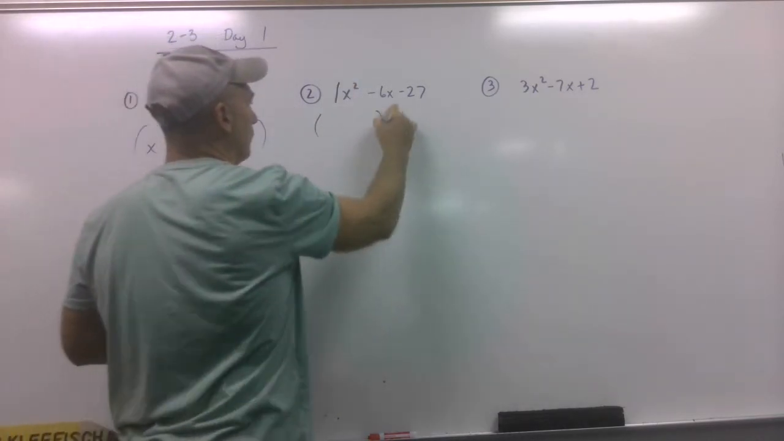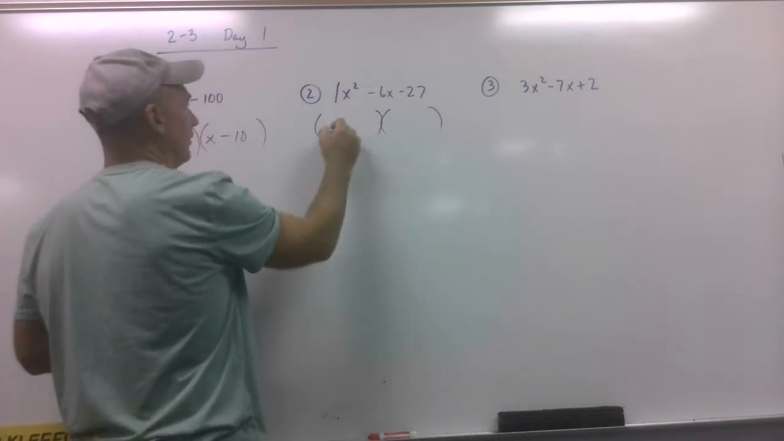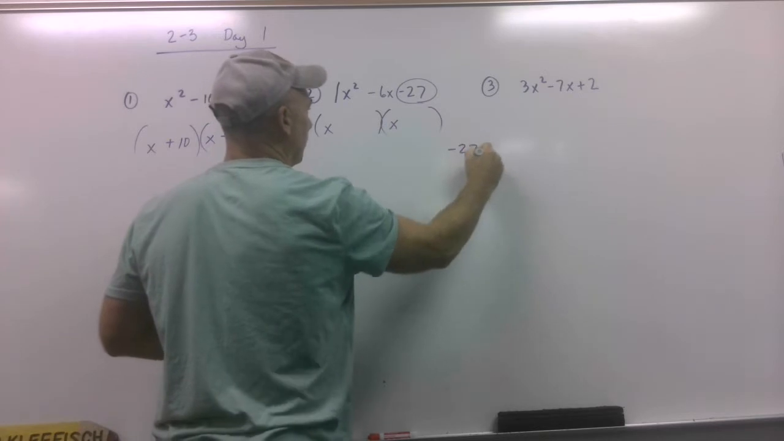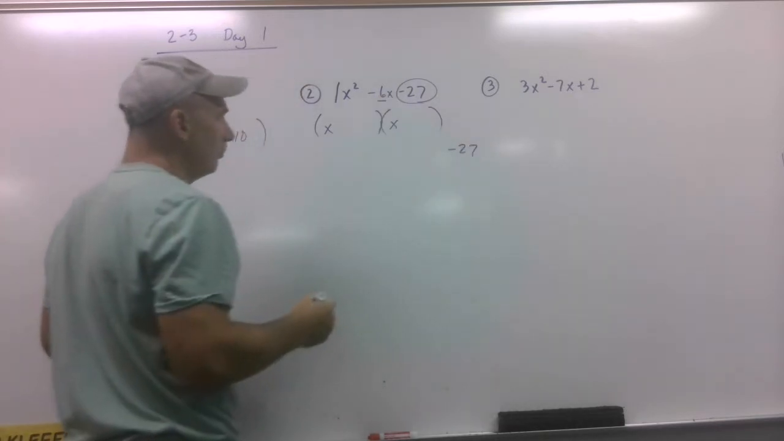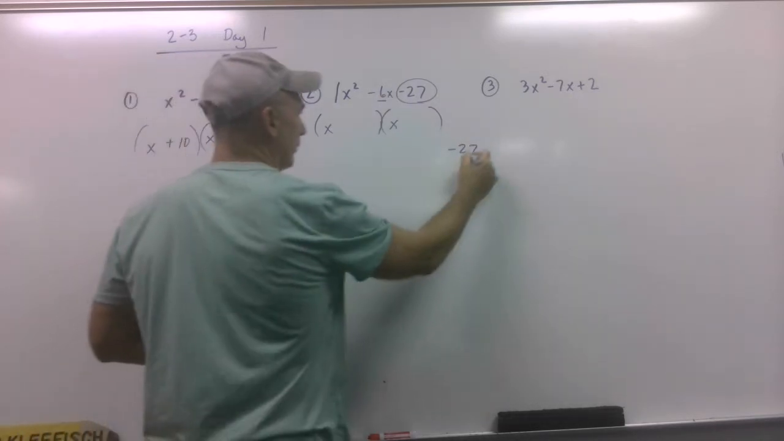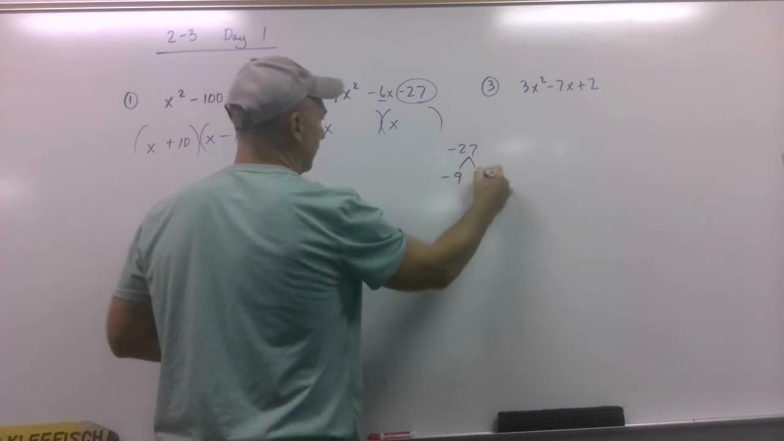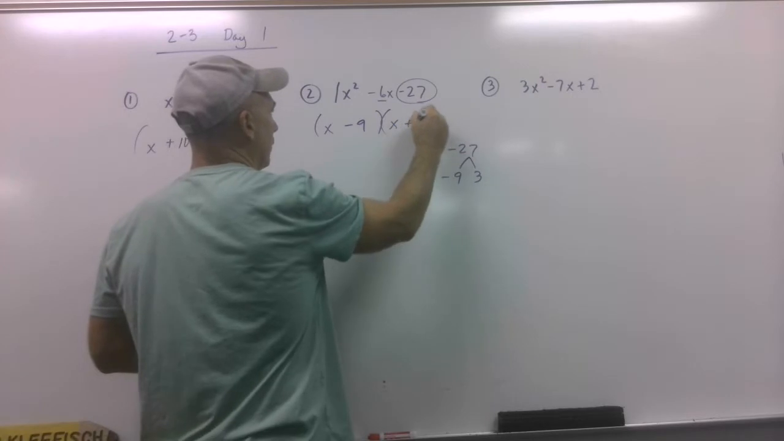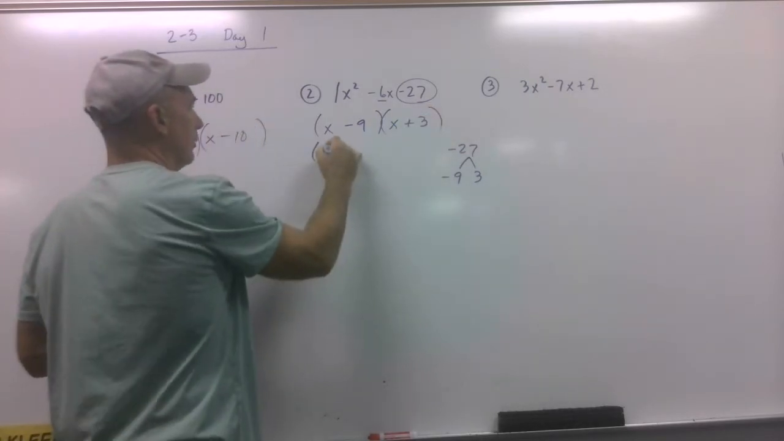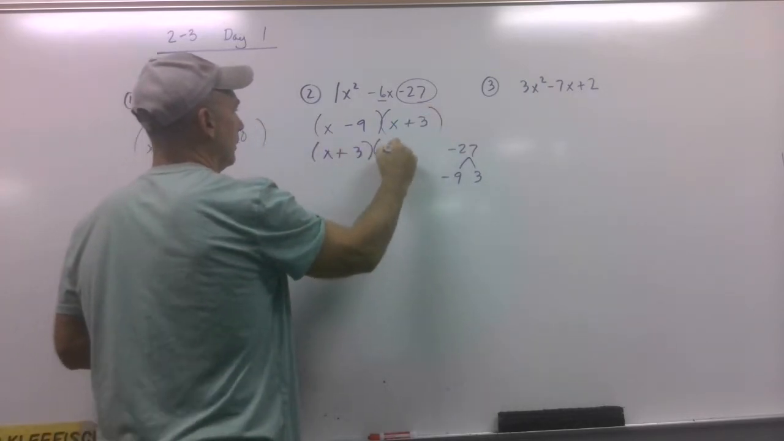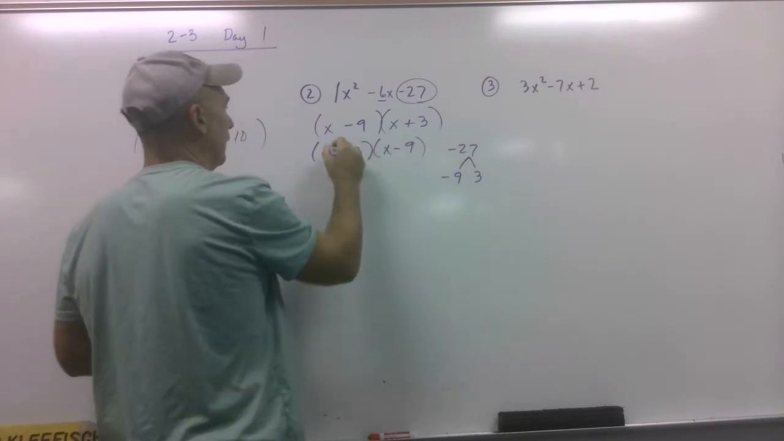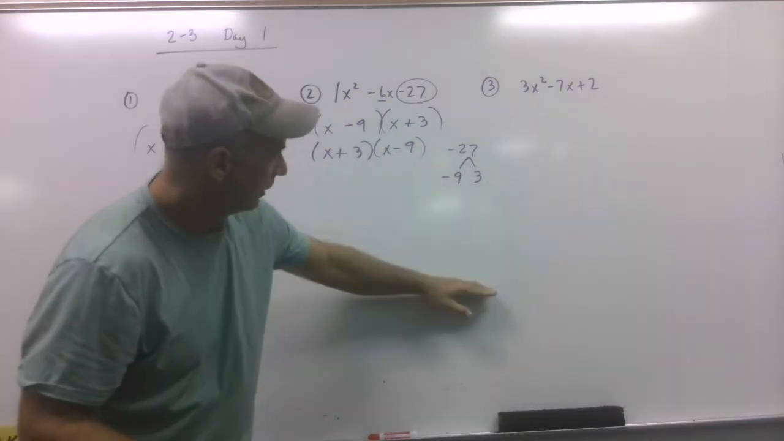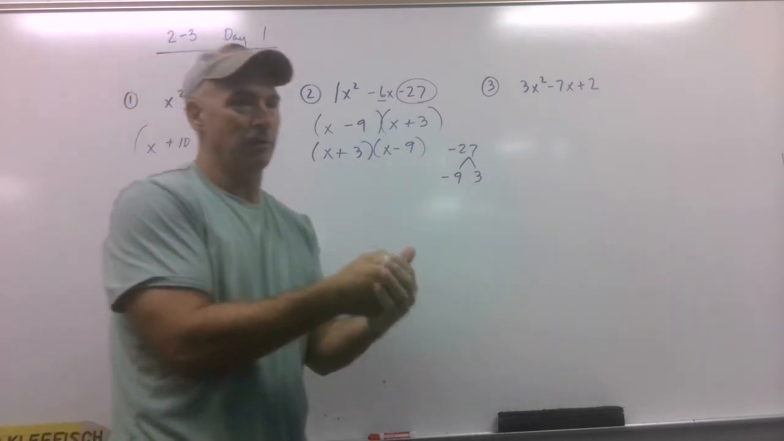Those are the ones where you can immediately go to your parentheses, because that's x squared. You go x. Two factors of negative 27 that add up to negative 6. I'm just going to get right after it. Negative 9 and 3. So I go negative 9 and 3. Remember, I could write it like this, and it's the same thing. Okay? So yeah, there's more combinations, but I'm just going right for it now.